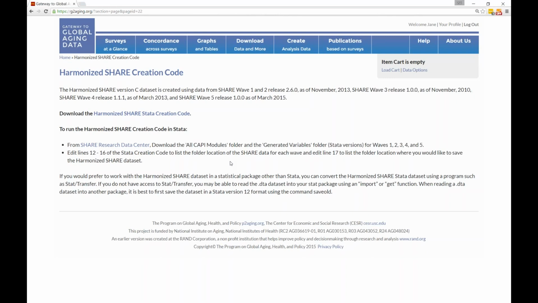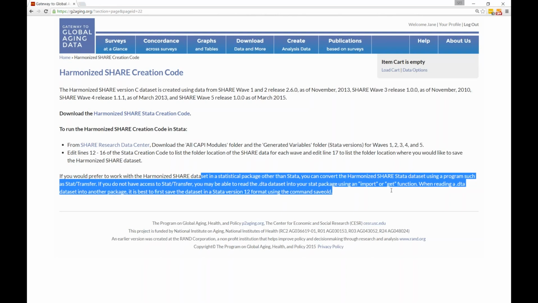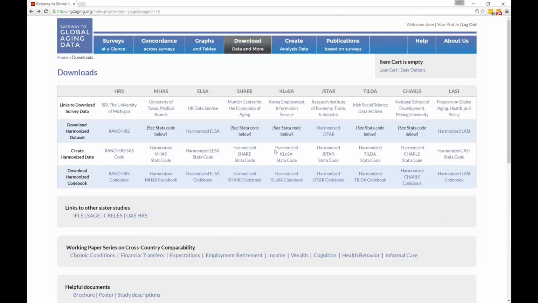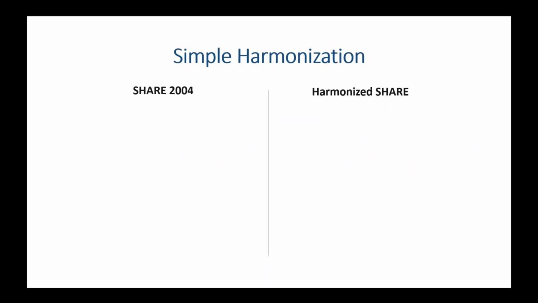And also, if you'd like to analyze it not using Stata, you could then convert. We have some information here about how you can convert to other packages, for instance, SAS or SPSS. And then we also provide code books here. You can download the code books here, and we really suggest that you use the code books to understand exactly how these variables were created. And let's talk about how these variables are created.